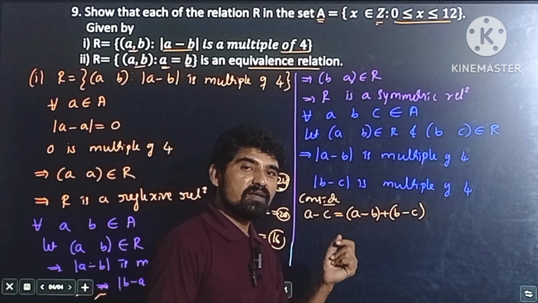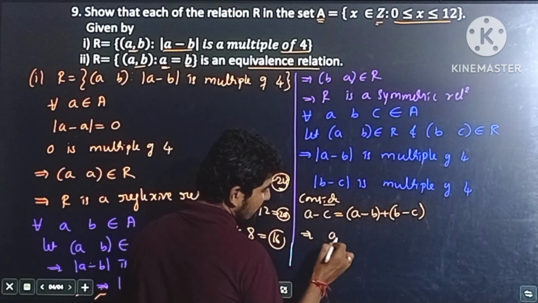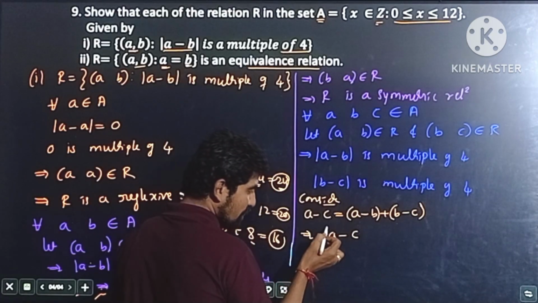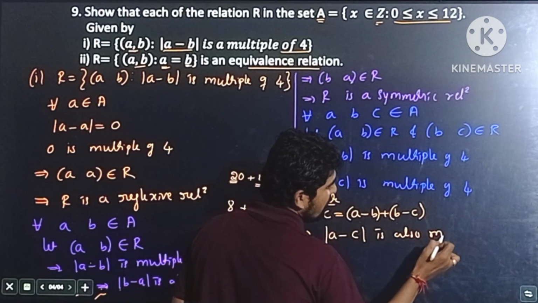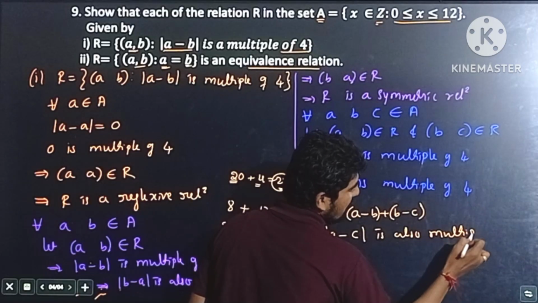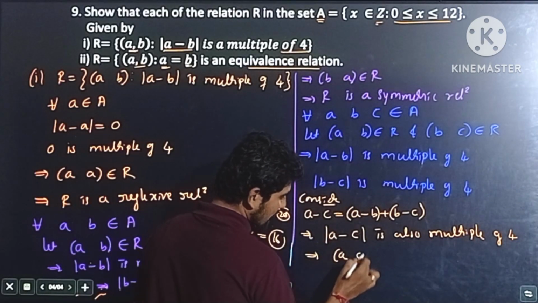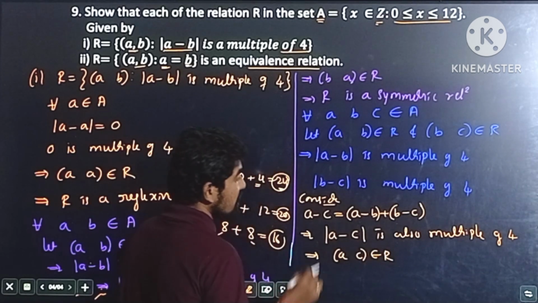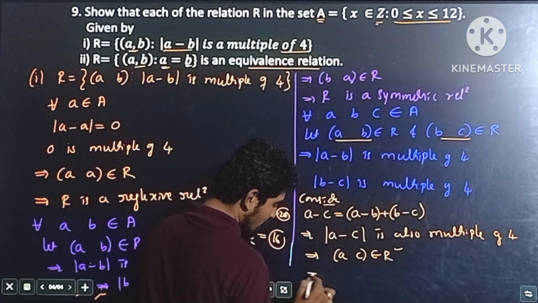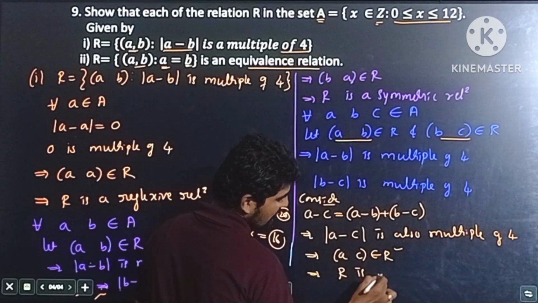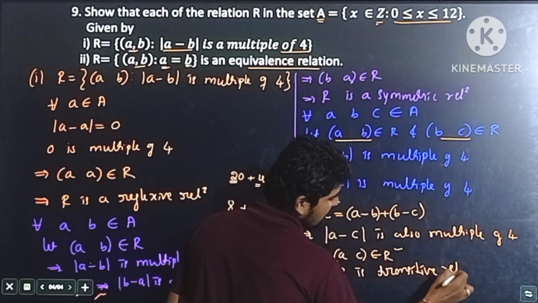So A minus B is a multiple of 4. B minus C is a multiple of 4. Which implies A minus C is also a multiple of 4. Or you may say that modulus of A minus C is also a multiple of 4. So which implies the pair AC belongs to relation R. Since AB belongs to R, BC belongs to R as well as AC belongs to R, which implies R is a transitive relation.